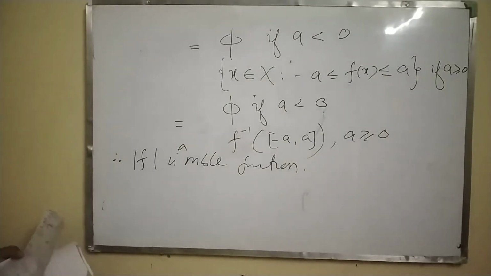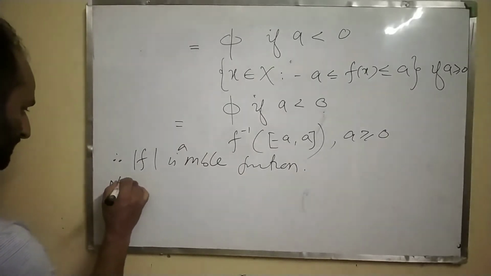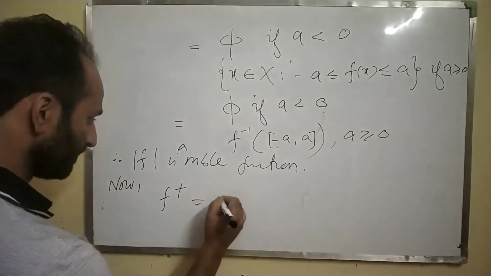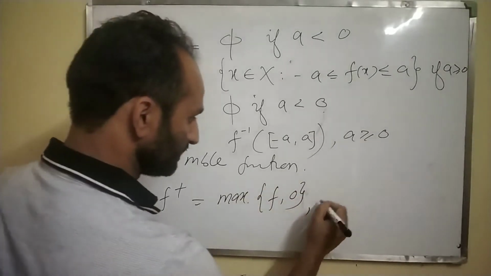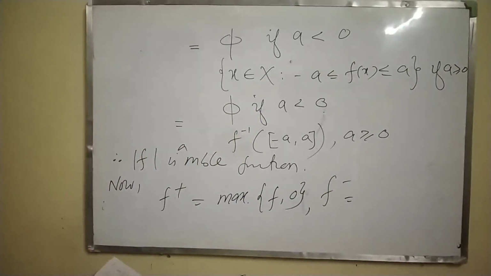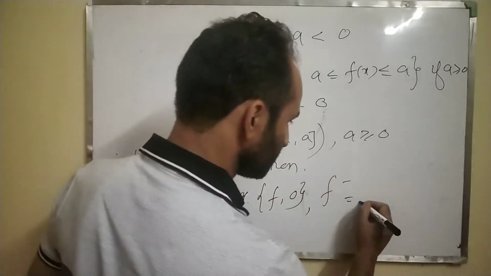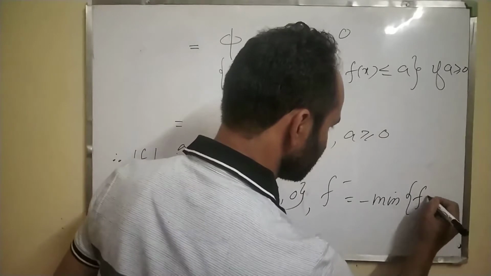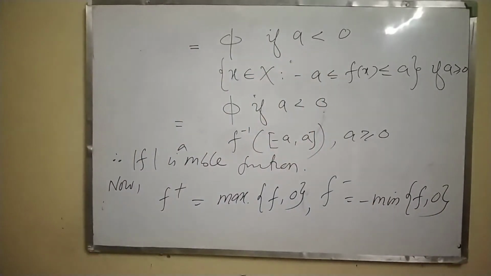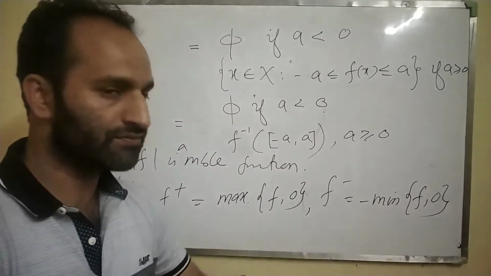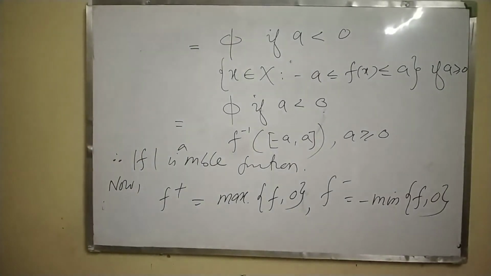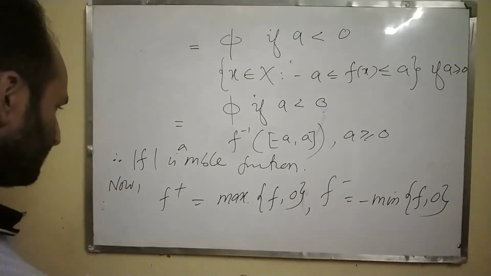So by definition, what's f plus actually? It's equal to the maximum of f comma 0, and f minus is equal to minus times the minimum of f comma 0. So the definition of f plus is the maximum of f comma 0, and f minus is minus times the minimum of f comma 0. Okay, then you can easily verify this.